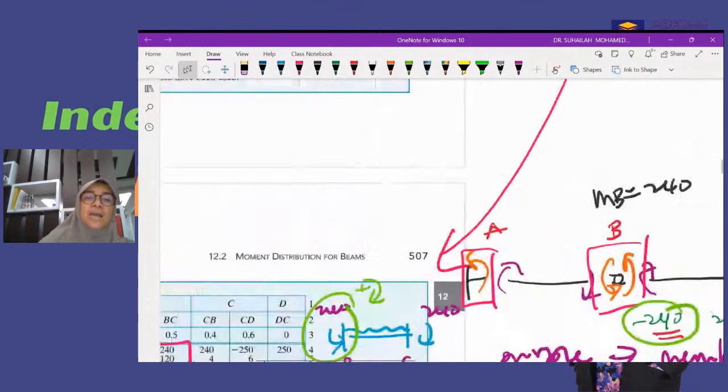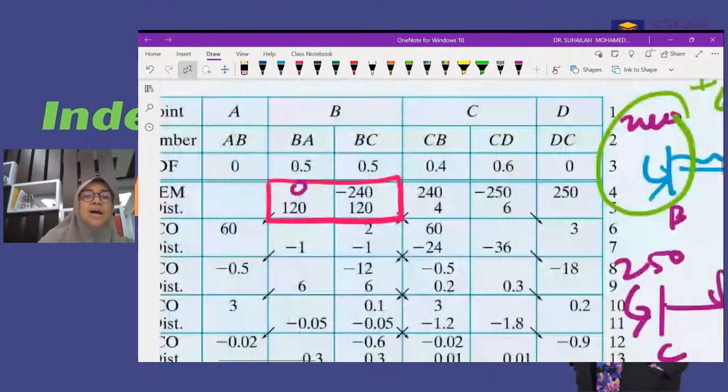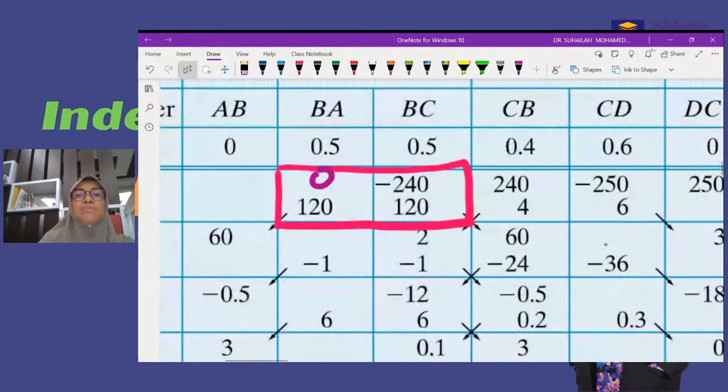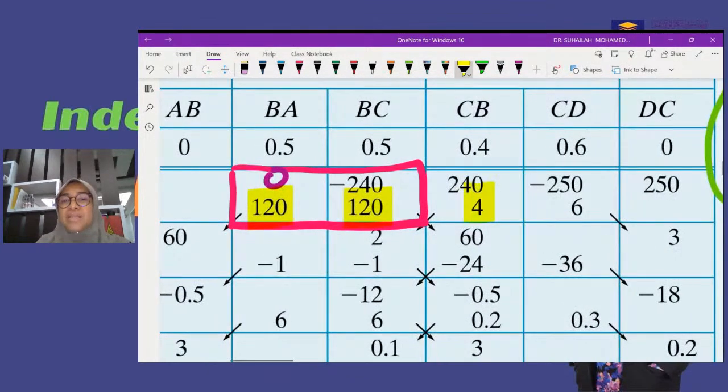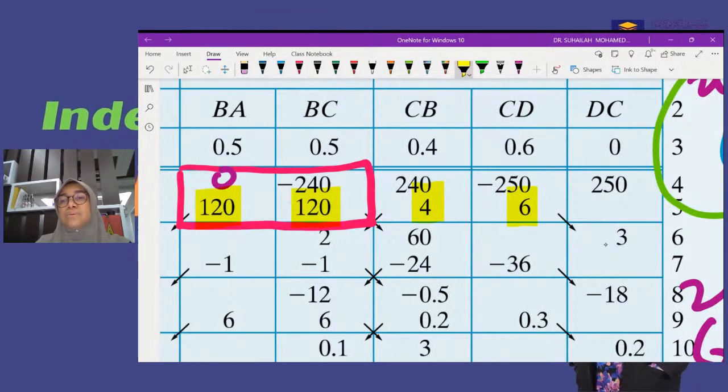That is why after distribution we put this, because we distribute 240, not negative 240. And why do we get 4 and 6? Because we distribute 10, not negative 10. And then for DC we get 0 because the factor is 0.